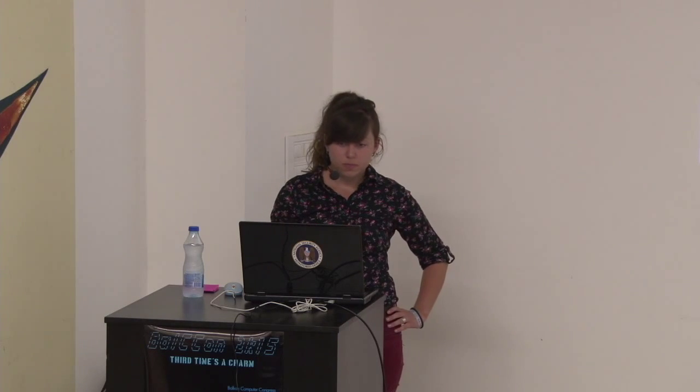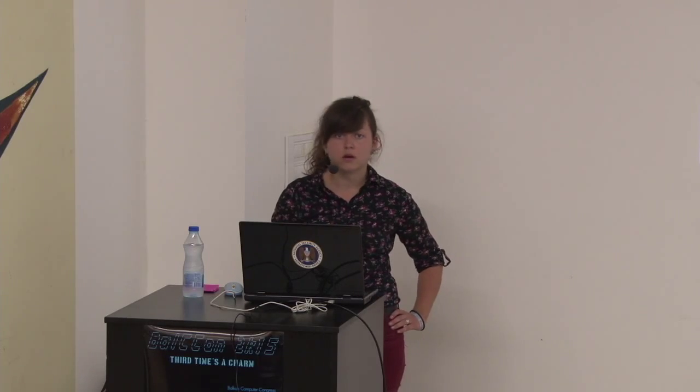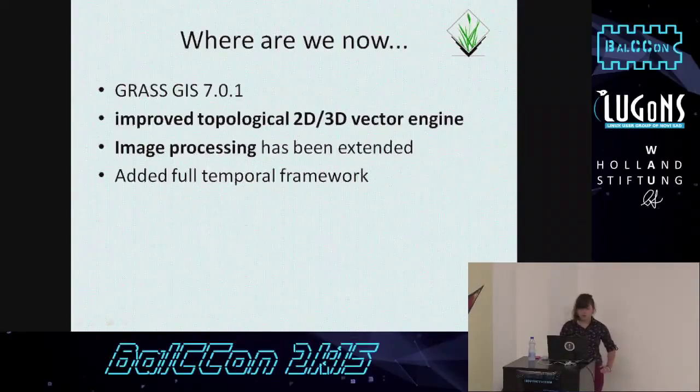It's written in the C language, but in version 6, GrassGIS came in Python language. It's easier to write and understand for developers, so that was the best. Now, in these days, the stable version is GrassGIS 7.